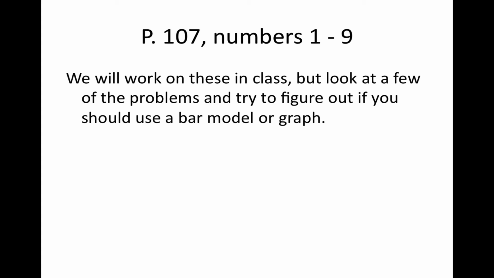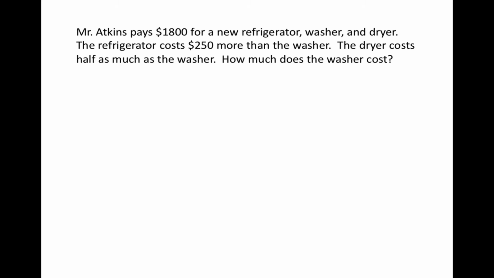Let's do the first one together. Mr. Atkins pays $1,800 for a new refrigerator, washer, and dryer. The refrigerator costs $250 more than the washer. The dryer costs half as much as the washer. How much does the washer cost? Whew, a lot of information as usual. What's the first question that we always should ask? What do you know?